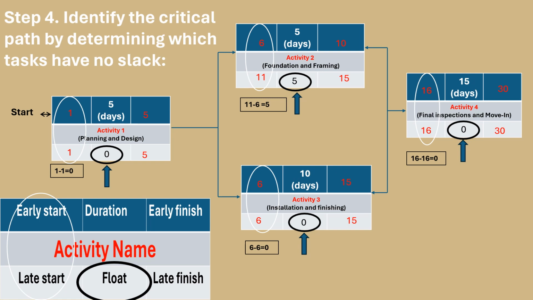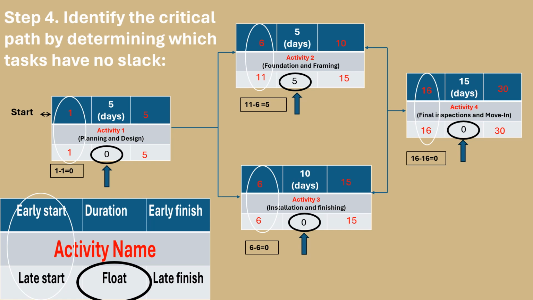To discover this vital path, we employ a straightforward method. We focus on tasks that have zero slack or float. These are tasks that must start and finish as originally scheduled. The critical path essentially becomes the lifeline of your project, guiding you towards timely completion.